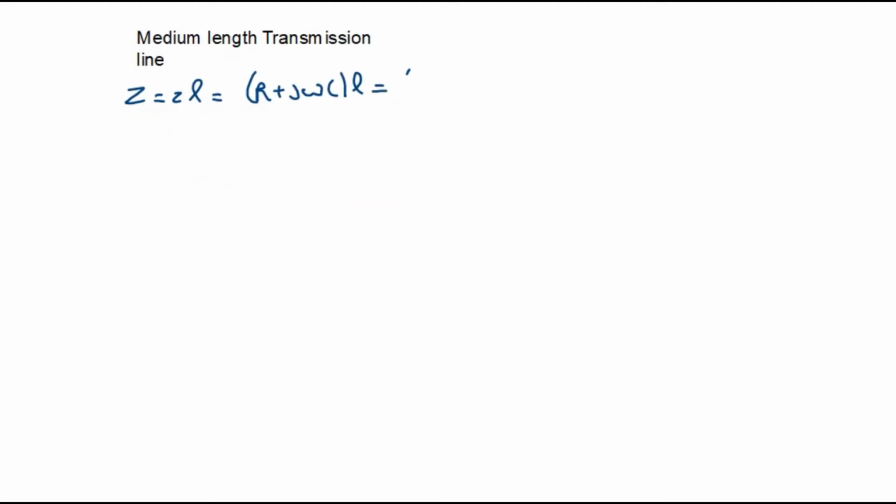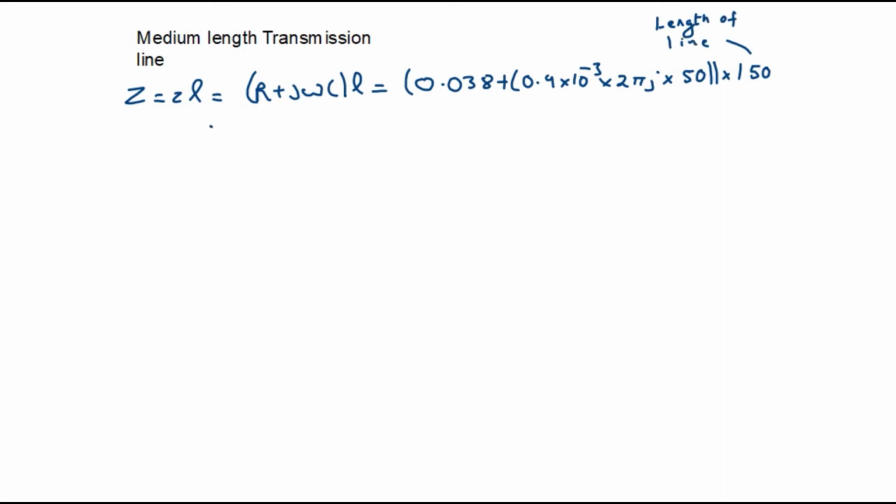So let's calculate Z first. 0.038 plus 0.910 to the power minus 3 times 2 pi j times 50 by the length of the line, which is 150 kilometers. This is equal to 5.7 plus j42.4115.